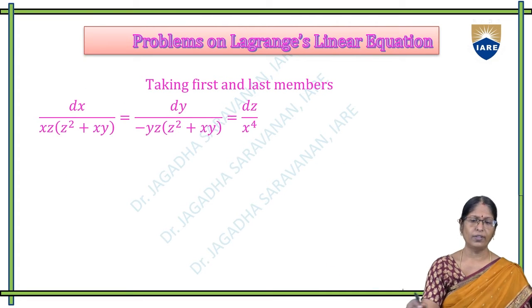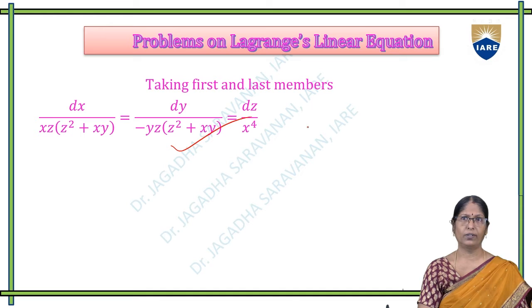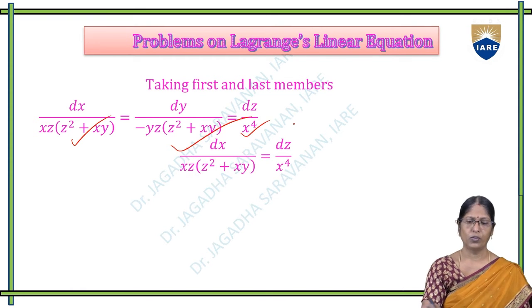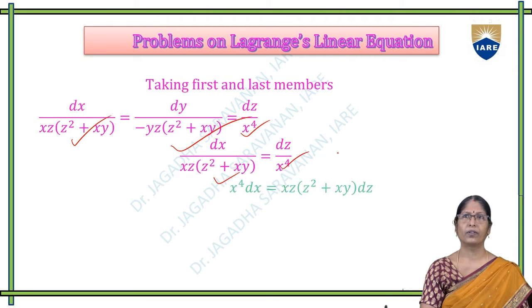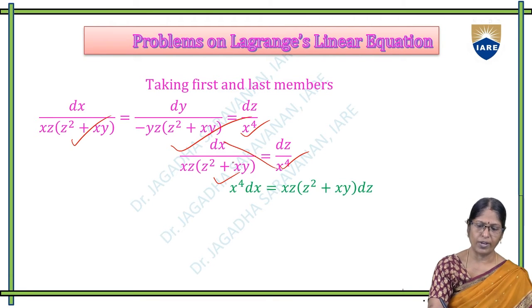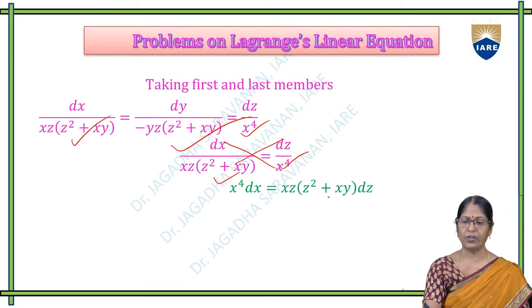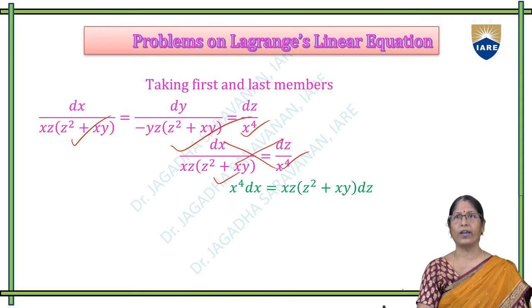Now, this is our total of 3 members. First, we simplified and just now obtained xy equal to c1. Now, among the 3 members, we are going to take the first and the last member. We have done the cross multiplication. After the cross multiplication, x power 4 dx is equal to xz times z square plus xy dz.